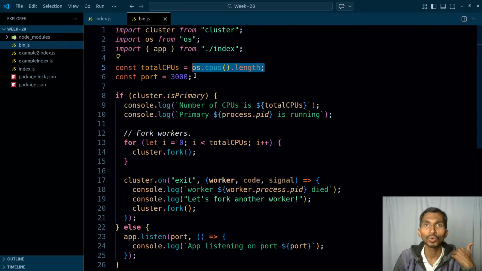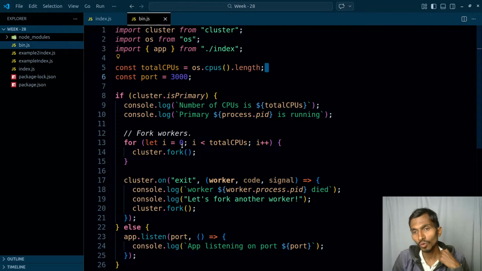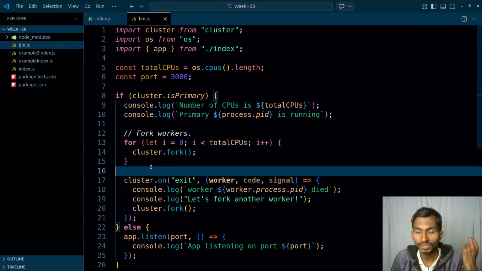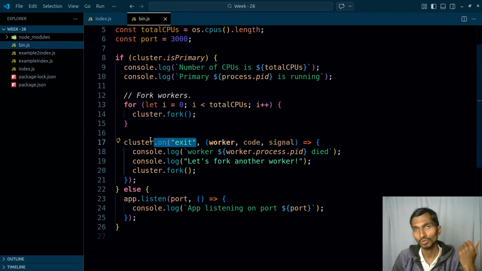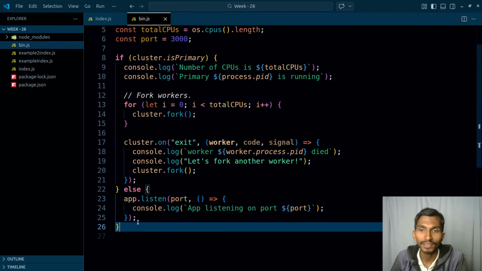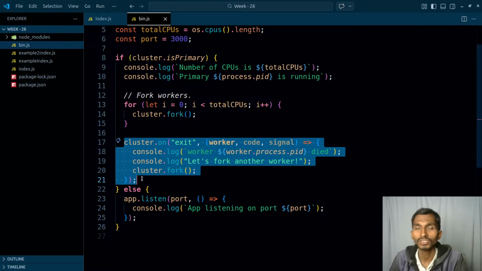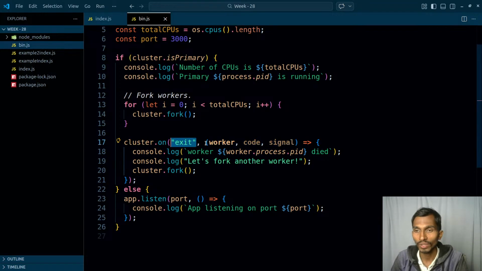I have to fork as many threads as there are CPU cores available in my PC. And then I get the CPU cores, and once I've got them, I will be forking that many clusters. Suppose I forked 10 clusters, so the same file ran 10 times, but the else part ran at that time. So 10 clusters or 10 threads are running right now, and if one of those threads exits, this particular event will be triggered, and ultimately I'm just forking a new cluster again.